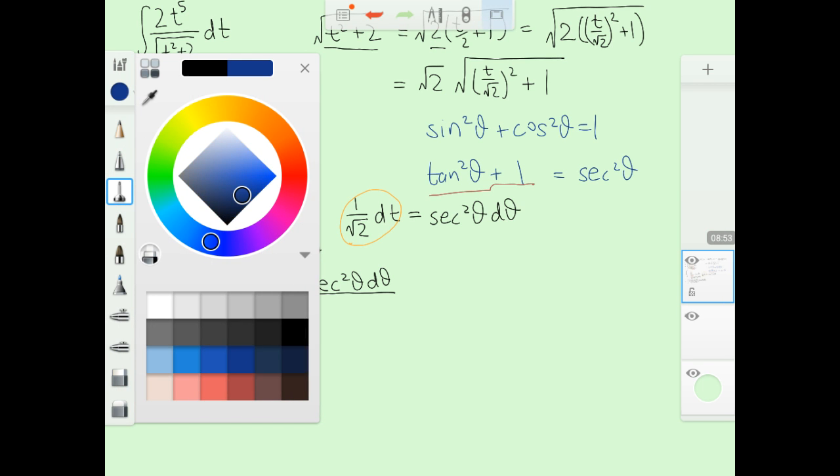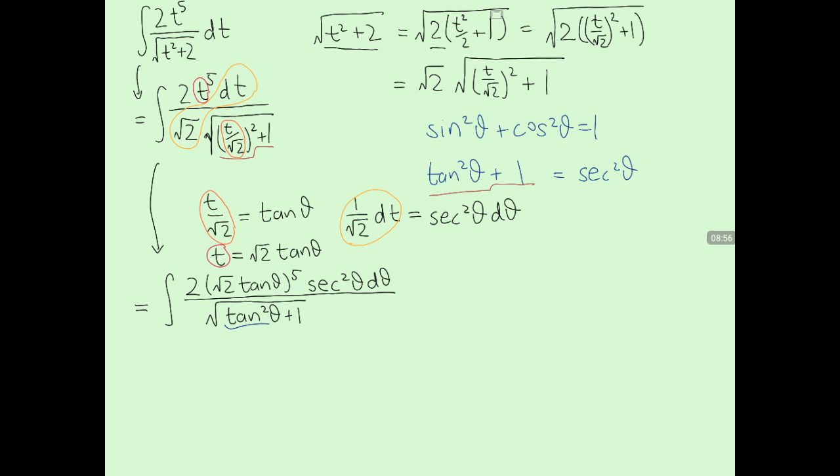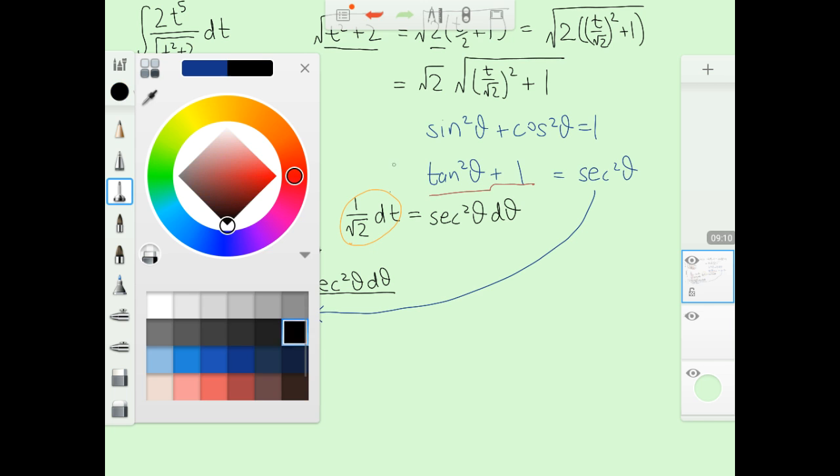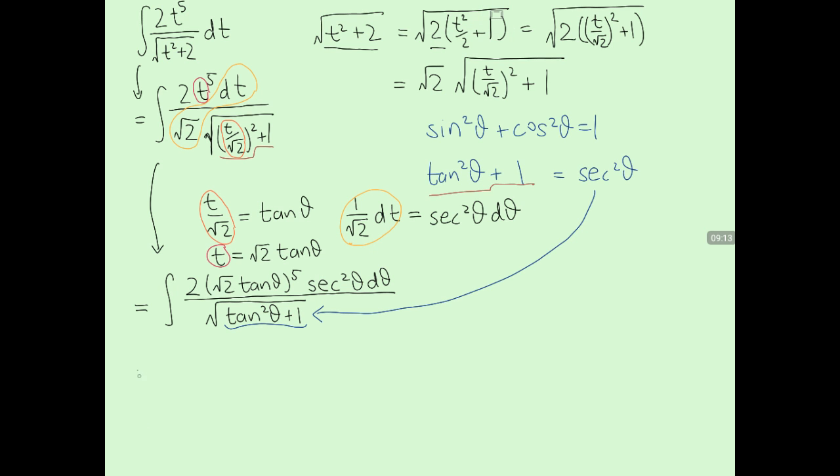So instead of tan squared theta plus 1, we are going to write it in terms of secant. So it's going to be root secant squared. Let me just rewrite everything over here. We have the integral. On the bottom, it's going to be the square root of tan squared plus 1, which is secant squared theta. The square root of secant squared is just going to be secant theta. So our entire denominator has been simplified to secant theta.